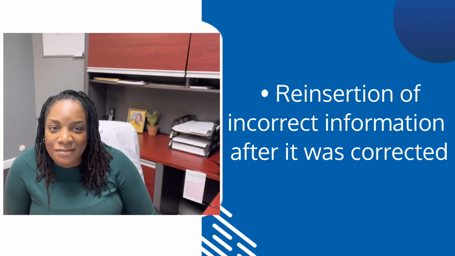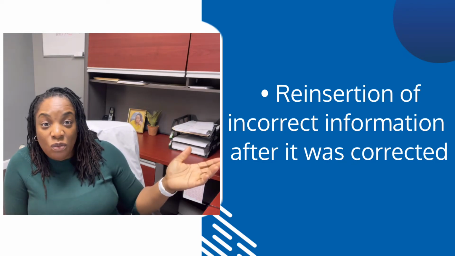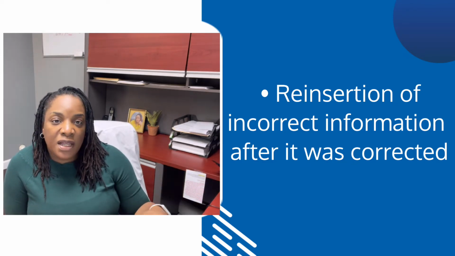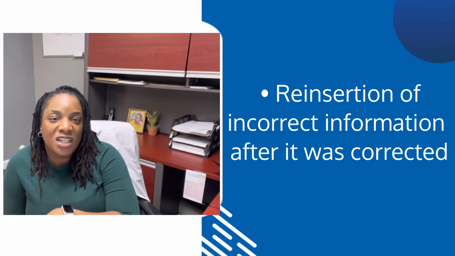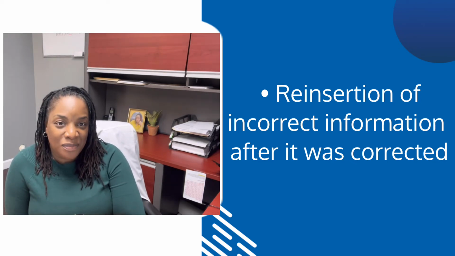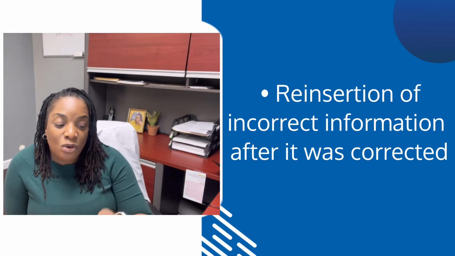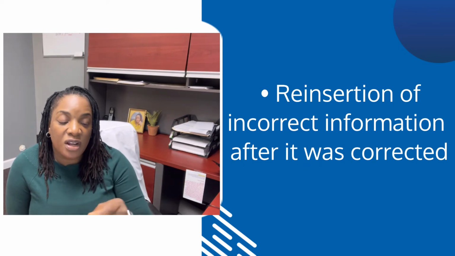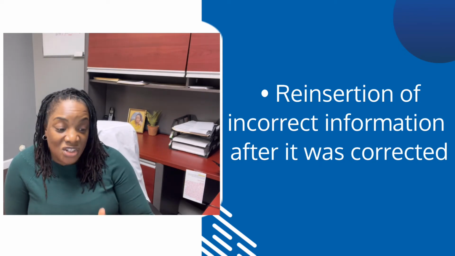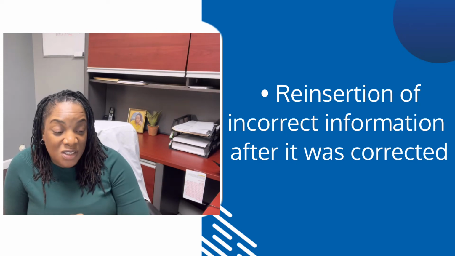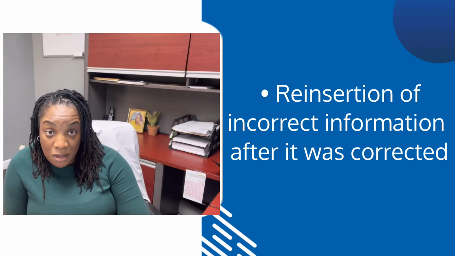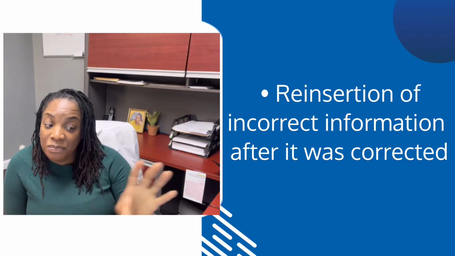Okay, and let's say 6 months down the road or even 2 months down the road, you see that same collection come back, but yet it's under a different collection agency's name. That is what we call reinsertion of incorrect information after it was corrected. That's just an example. There's lots that we can do about that. We can get it right back off, but maybe I'll do a video about that in another video.